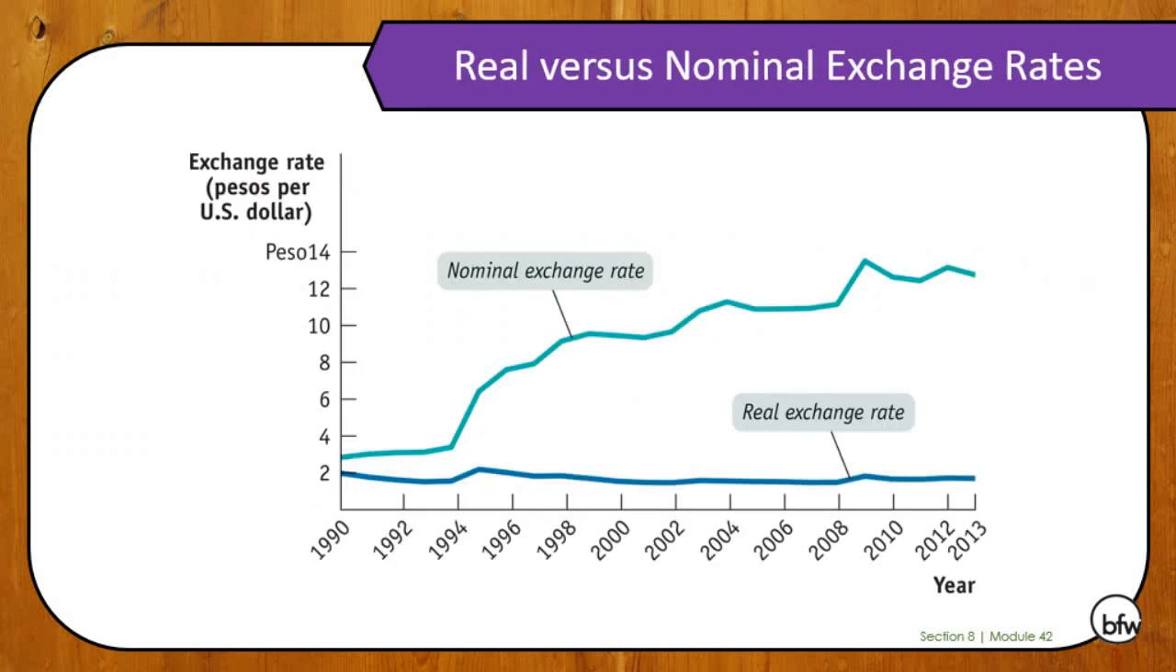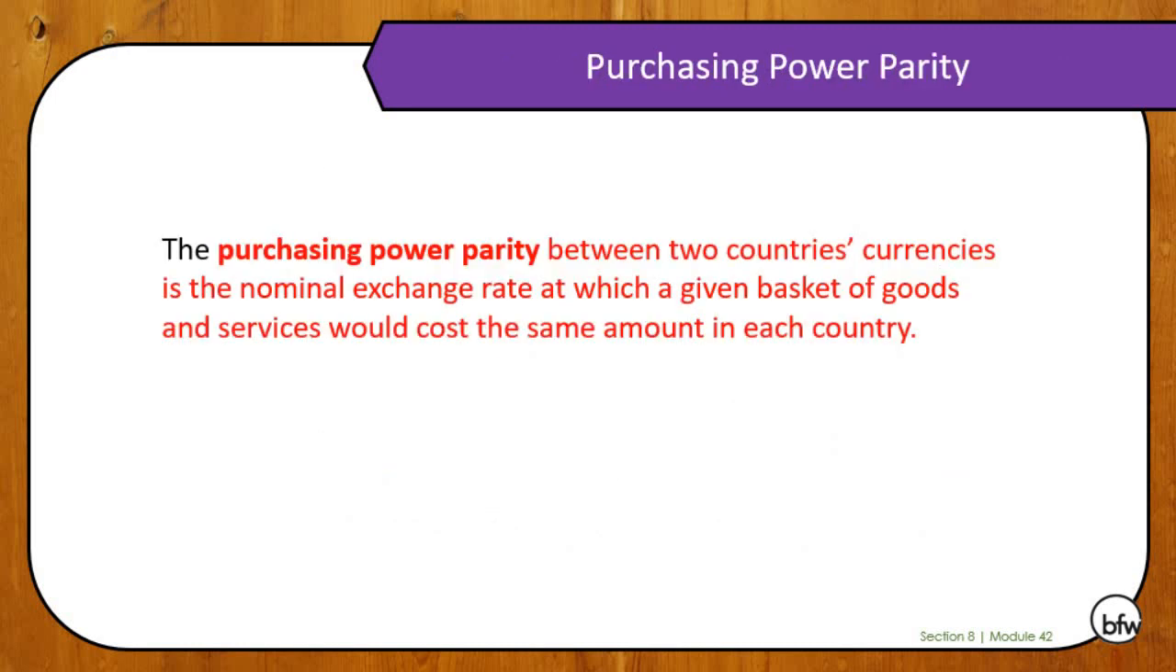Now, real versus nominal exchange rates: as you can see in certain cases, the nominal exchange rate for the peso compared to the US dollar has gone up starting in 1994 when we started doing NAFTA, but that's mostly because of inflation in Mexico. Now, purchasing power parity between two countries' currencies is the nominal exchange rate at which a given basket of goods and services would cost the same amount in each country. We're going to see a real-life example of that coming up in a minute, where there's an index called the Big Mac Index, because McDonald's is a large multinational corporation. We can see how different currencies will buy you more or less stuff depending on where you're at around the world.